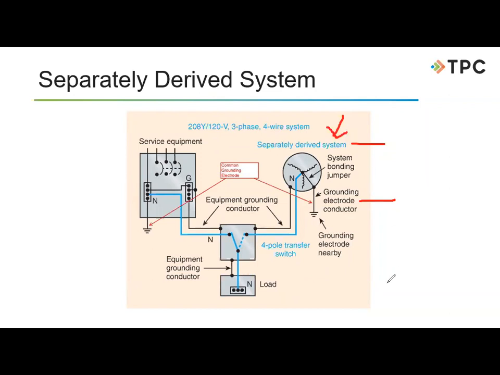Another point I want to make on a separately derived system is the transfer switch. And so here we can see the neutral is coming down, right? And the neutral is actually transferred.